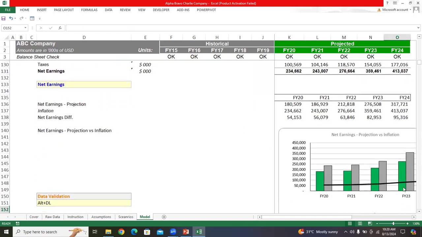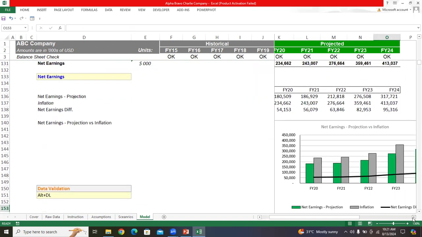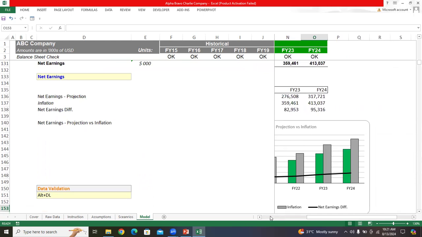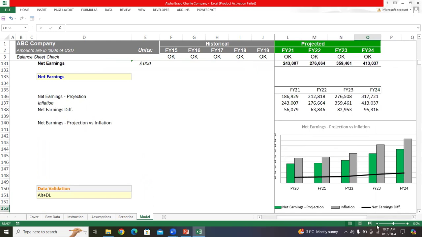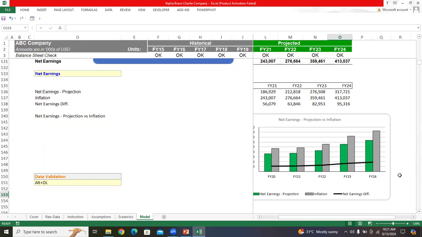Here you see the line and the column chart as well. Just wait for a second. Yes, let me zoom out. Yes, now you see the zoomed-out result available in front of you. You get to see the net earnings projections versus inflation. You get to see the difference result.